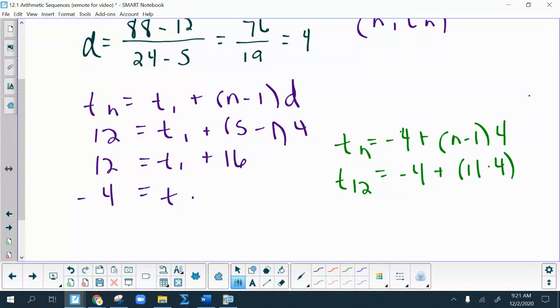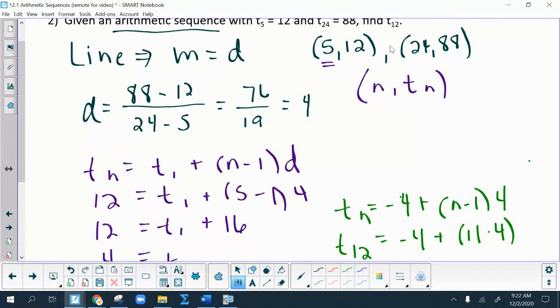So I have 44 minus 4, which is 40. So the 12th term is 40, which makes sense to me because it's between 12 and 88.